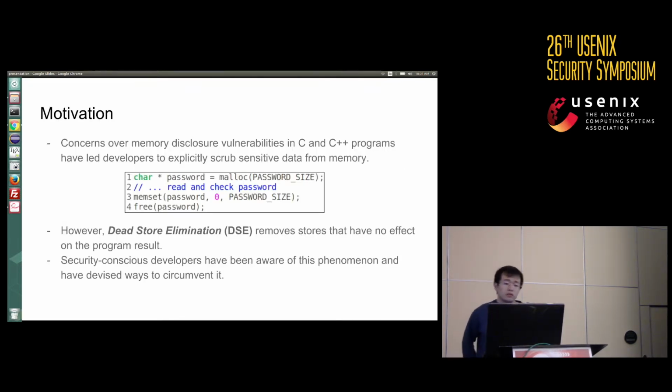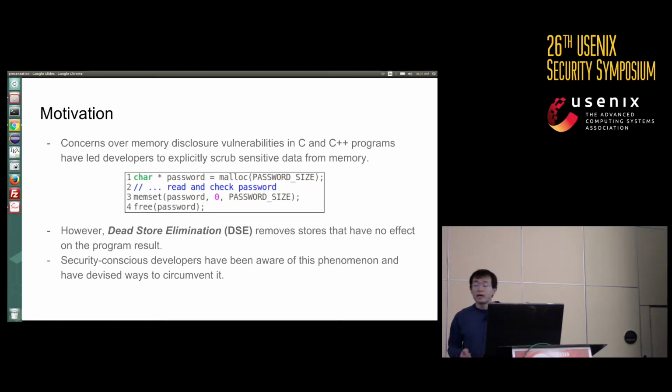Concerns over memory disclosure vulnerabilities in C and C++ programs have led developers to explicitly scrub sensitive data from memory. A typical scenario might look like this. You allocate a buffer in heap, and after the last use of this buffer, you call memset to scrub the sensitive data so that even if there's a memory disclosure vulnerability, that could not leak the sensitive data. In this case, it's a password.